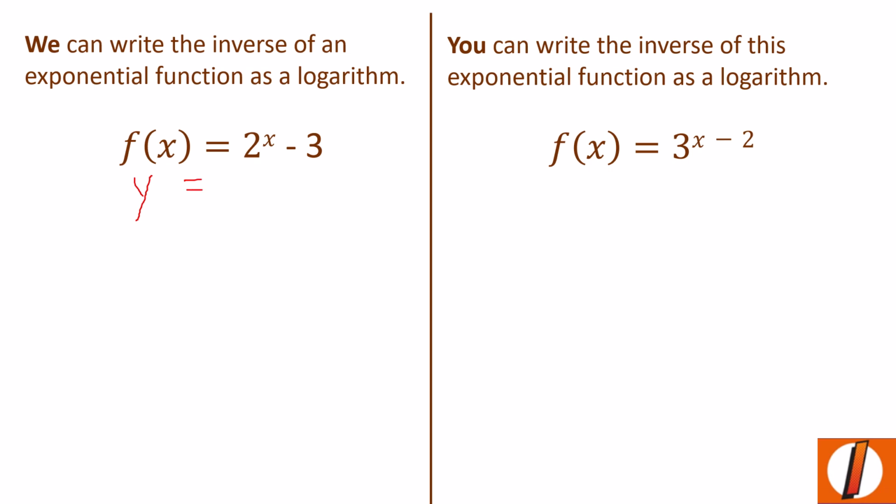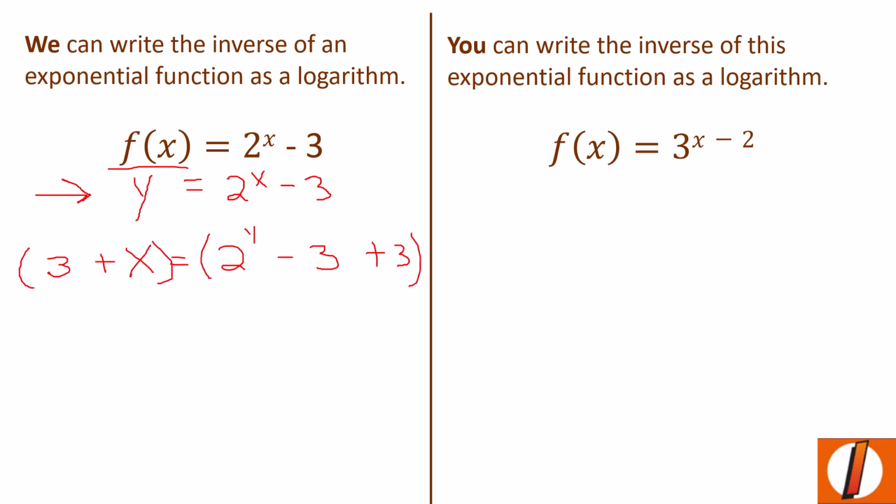We know to replace the function notation with y, and then we're going to take this equation that we just rewrote, and we're going to swap the x's and the y's. So this is x is equal to 2 to the y minus 3. We're going to add 3 to both sides. And I'll go ahead and swap the sides because I like putting my y's on the left. So I'll have 2 to the y. That's all I have left here because negative 3 plus positive 3 is 0, is equal to 3 plus x.